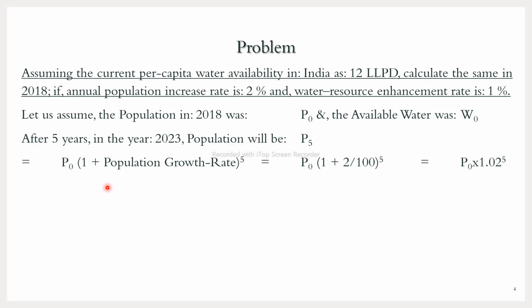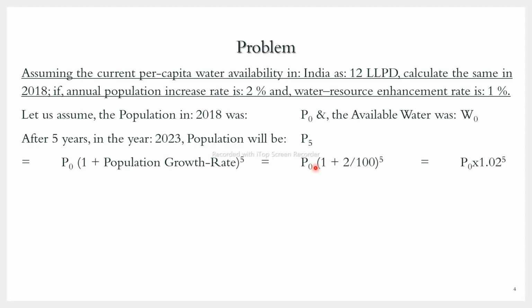In this way, year by year, the population of a current year is related to the previous year, and at the end of the fifth year the exponent will be 5. If it is after 1 year, it will be to the power 1; after 2 years, P2 will be to the power 2, and so on. So at the end of the fifth year, it will be the 0th year population, or 2018 population, times 1 plus the population growth rate, to the power of the number of years passed from 2018 to 2023, that is 5.